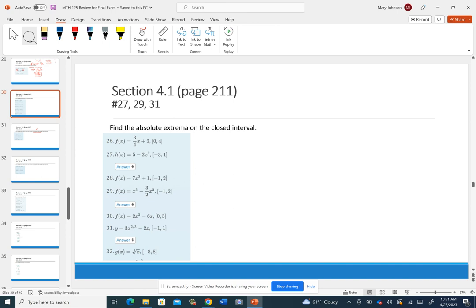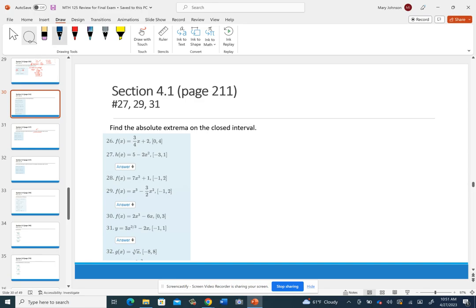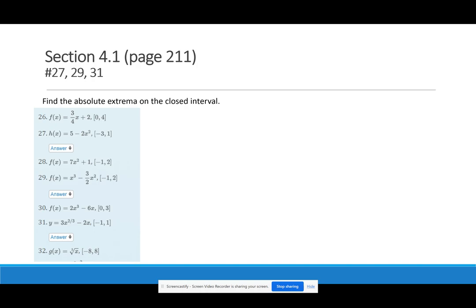Okay, let me get into my actual PowerPoint. Oops, let me get the right pen. Okay, so let's look at 29. So extrema, you should be thinking I need the first derivative. So then you're going to come in, this is 29, and do the first derivative.